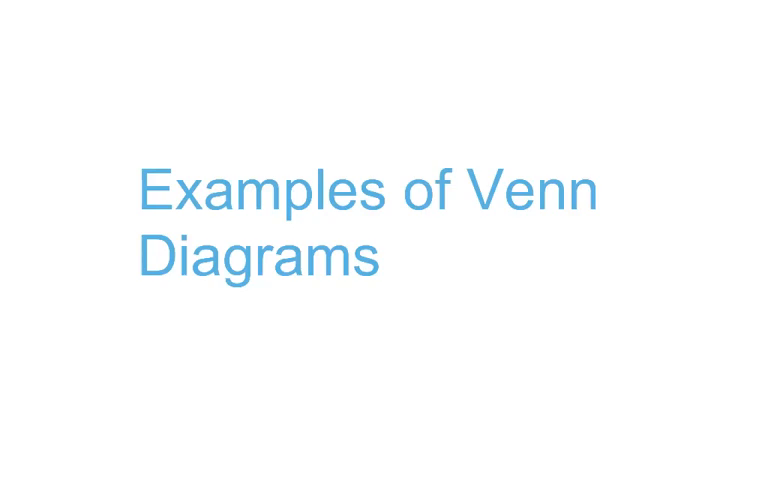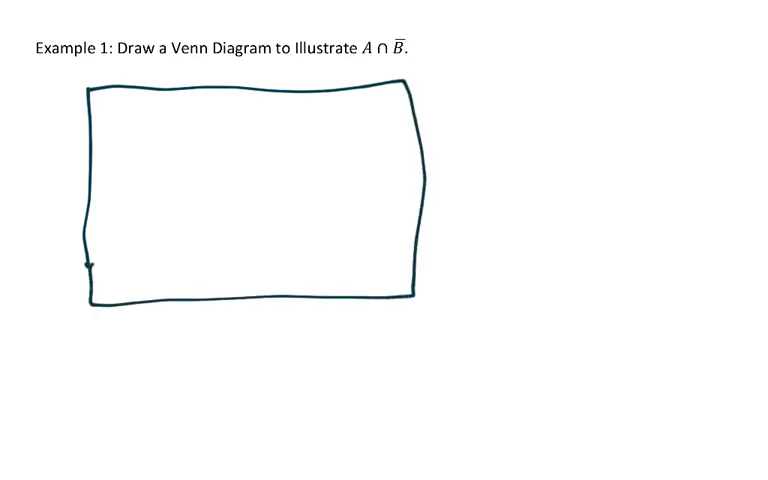In this video, we're going to explore just a few examples of Venn diagrams. First of all, we'll use a Venn diagram to illustrate A intersection B complement. Since we have two sets, we're going to draw a rectangle to represent the universal set, and then we'll put within that rectangle two sets, A and B. And then we'll explore how we're going to actually create the Venn diagram.